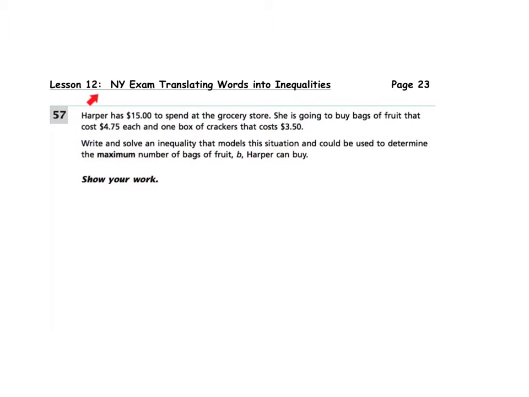Welcome to Lesson 12. This is our last lesson in the series. And today we're going to be talking about New York exam translating words to inequalities.